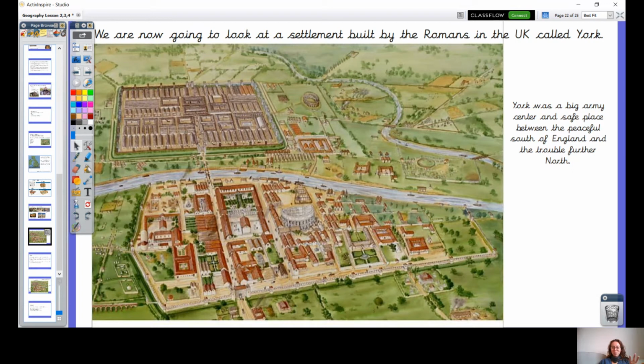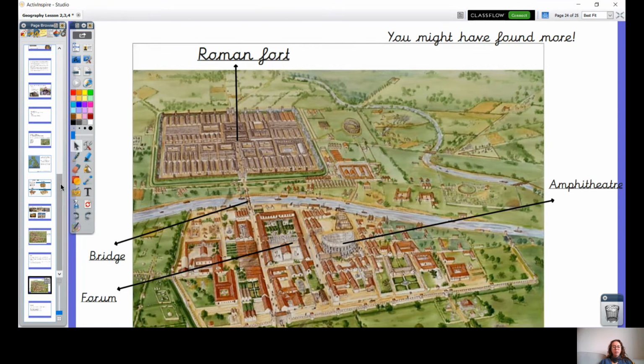Well done. I'll put a few on my screen, which I'll show you. You might have some more than me. You might have lots more, that's fine. I've just put a few. So this here, interestingly, is the Roman fort. This is where the army lived. Did you notice all those straight, long buildings that we had in the picture before? So that's the fort. We've got here an amphitheatre where they did their entertaining.